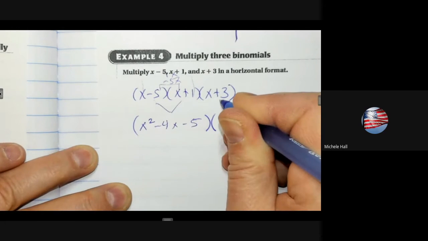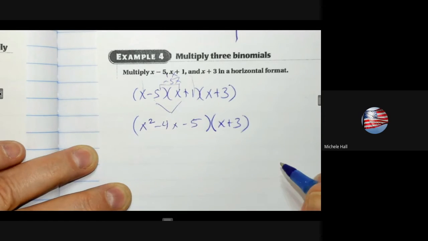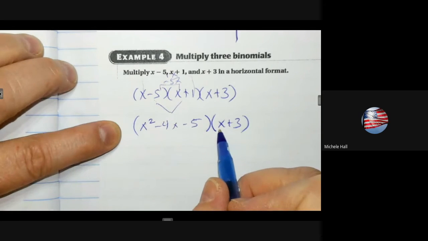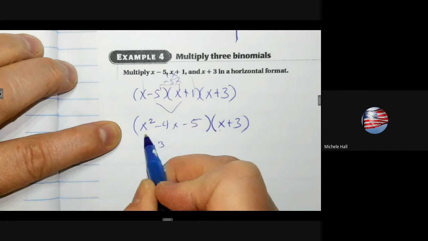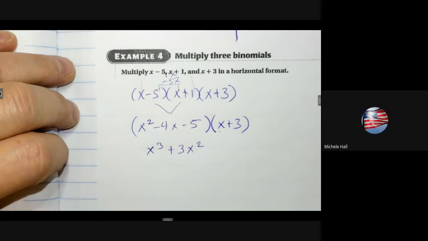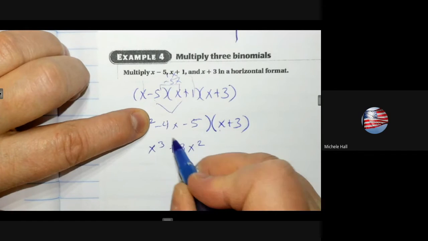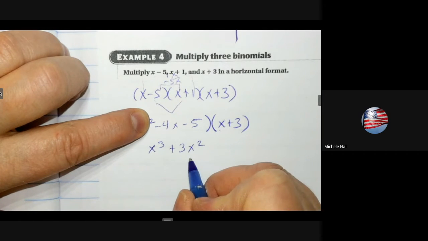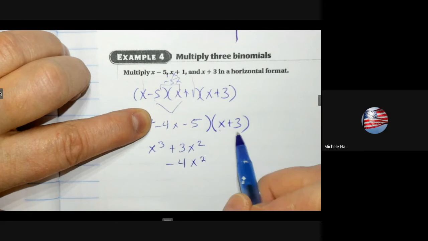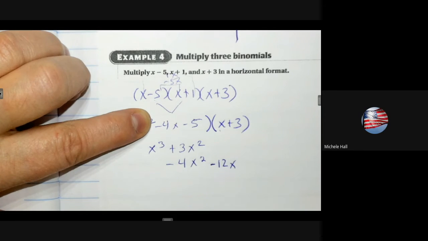And now I need to bring down the third binomial and multiply. All right, starting with the first term, we have x squared times x. x cubed, and then x squared times 3 is 3x squared. Moving on to negative 4x, we have negative 4x times x is going to be a negative 4x squared. So I'm going to put it in the x squared column. Negative 4x squared. Negative 4x times 3 is negative 12x. I don't have a column, so I continue on.